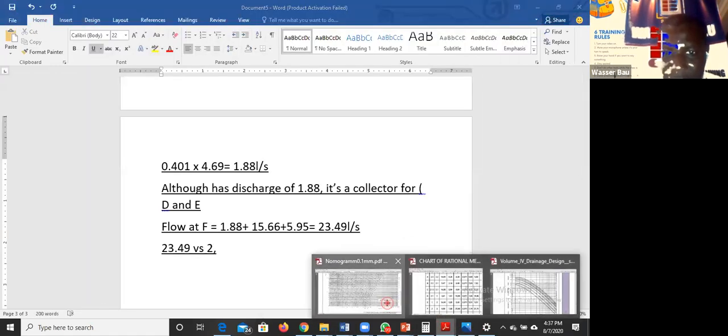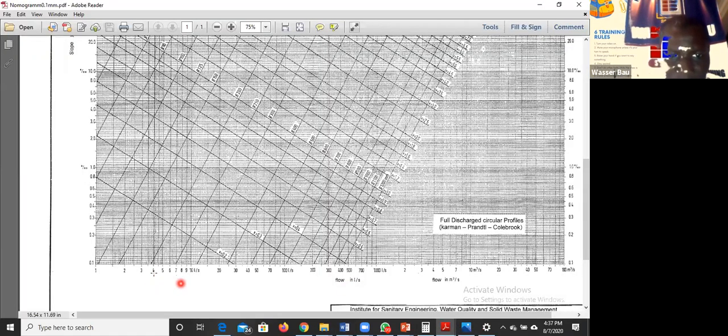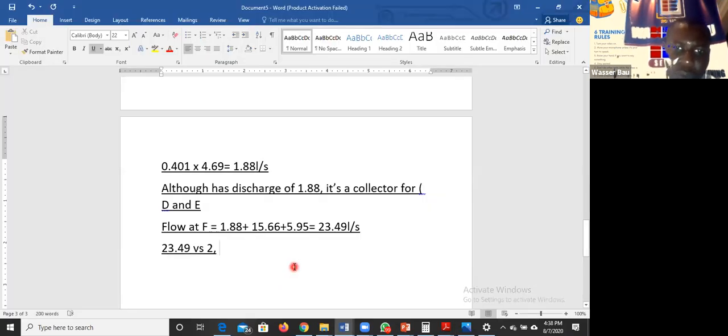So I'll go to my chart now. And 23.49 is almost 25 against 2. Yeah, against 2, somewhere here, and that is 250, between 200. It's falling between 200 and 250, and on the velocity angle, it's falling between 0.7 and 0.6. So that will give me 250 pipe, and the velocity is 0.7 meter per second.